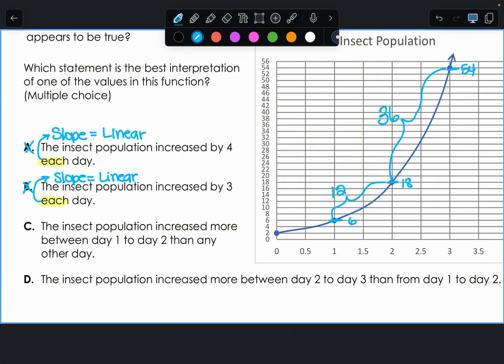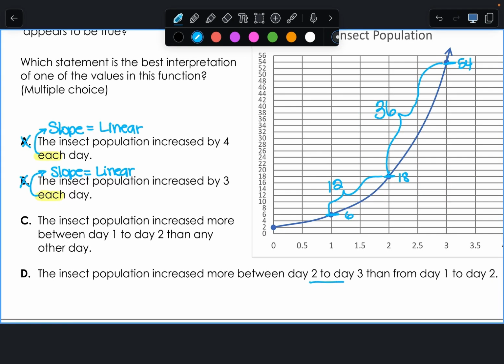So would C be true, yes or no? No. Part D says that the insect population increased more between day 2 and 3, which was 36, than day 1 and 2, which was 12. Yes. So your answer would be D. Last one.